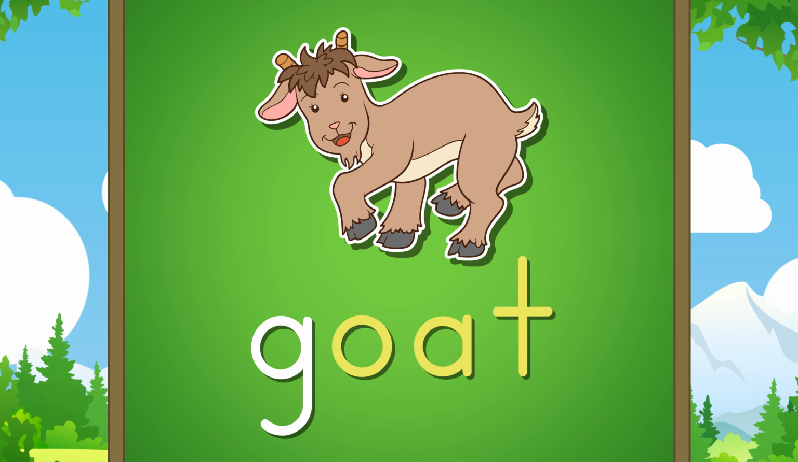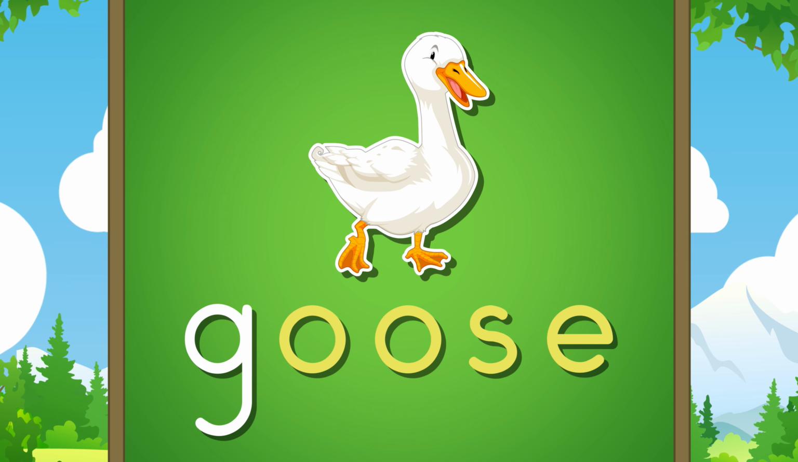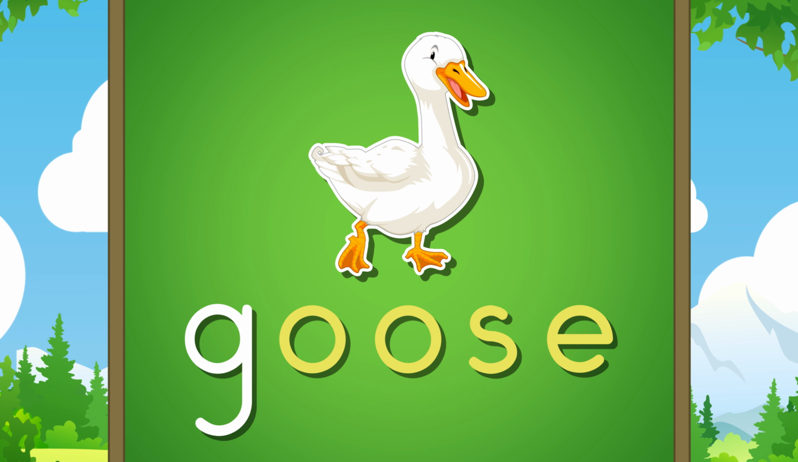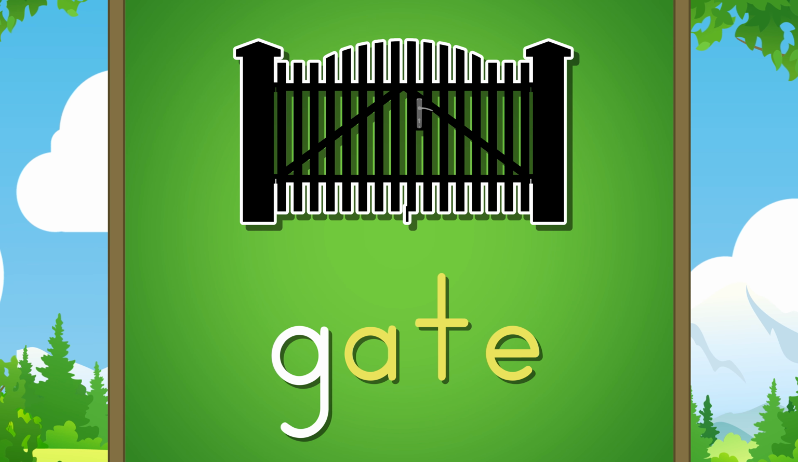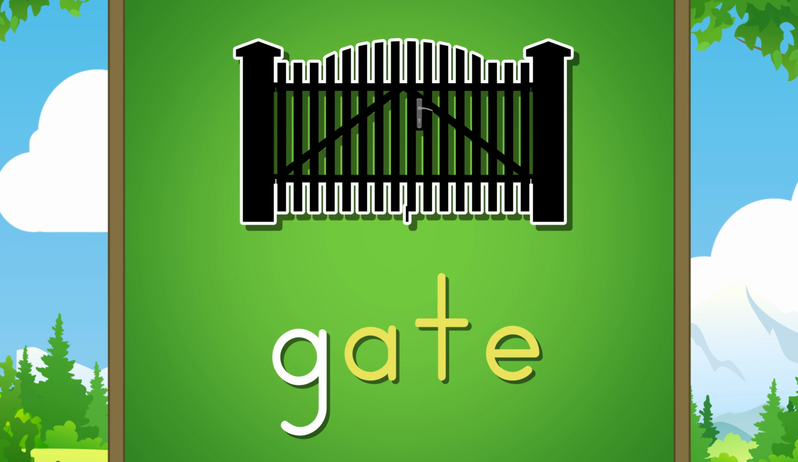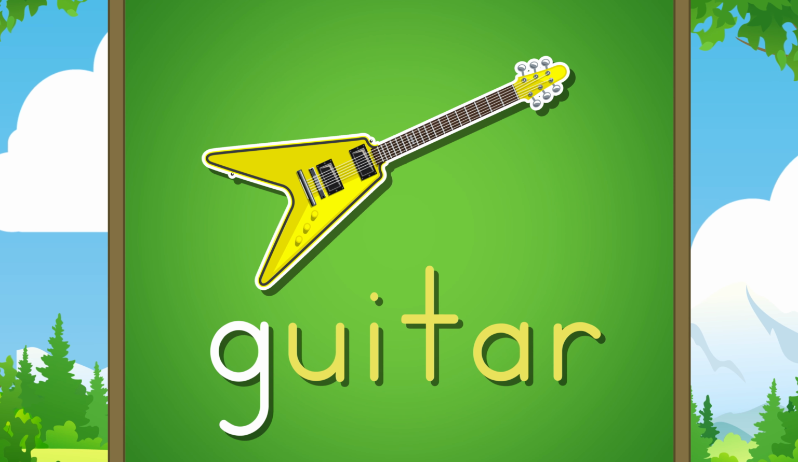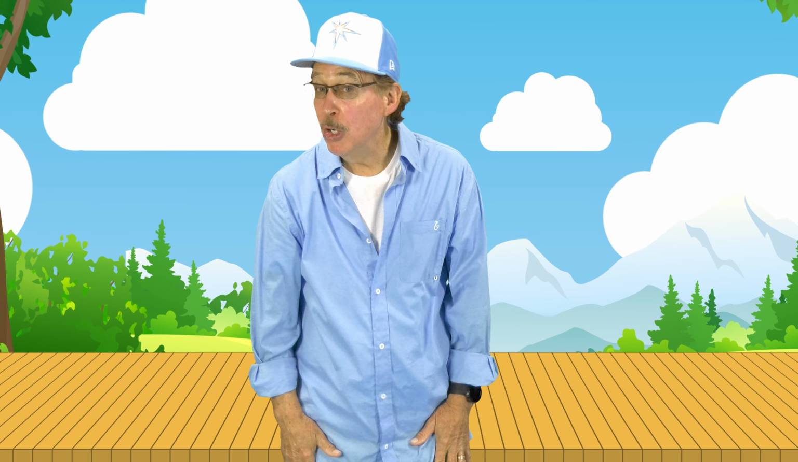At the beginning of these words, listen for the G sound. G, goat. G, goose. G, gate. G, guitar.